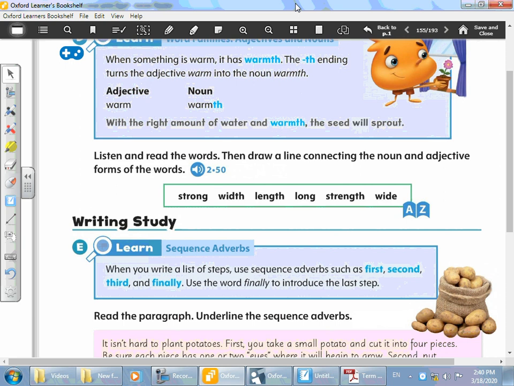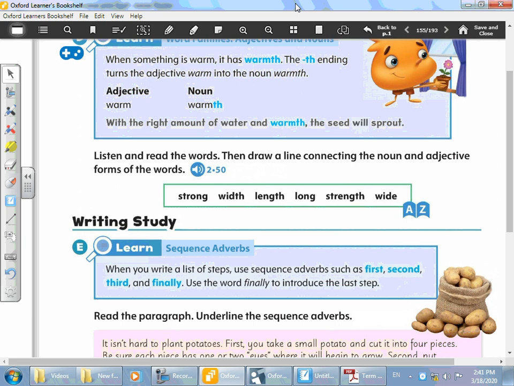Perfect. Next is strong and strength. Okay, strong, excellent. It's the adjective. A strong person can carry heavy things. So we describe someone as being strong. What about strength? Excellent. It ends with th. So it's a noun. It's how strong or powerful you are. So I say, what is your strength? Okay. So when you say how strong he is.